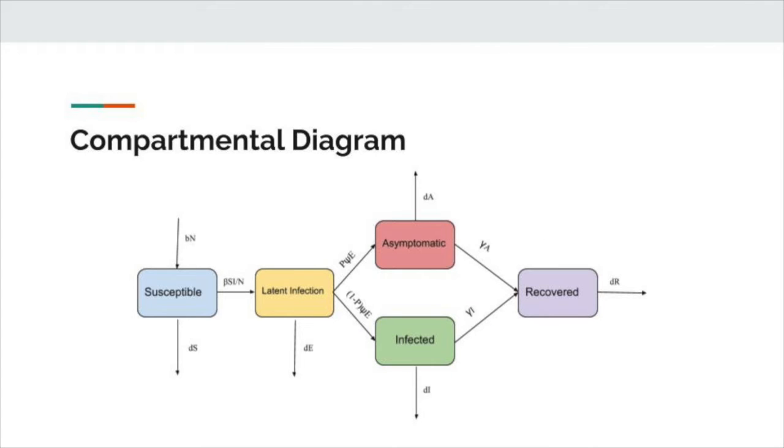Here is my compartmental diagram that I made for this model. As you can see from the latent infection, it splits off into asymptomatic infection and normal infection. This is determined by the asymptomatic infection rate, which is around 17.5%, and then both of those compartments converge back into the recovered compartment once the virus has passed.